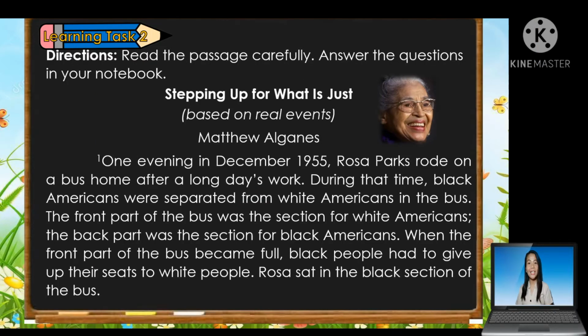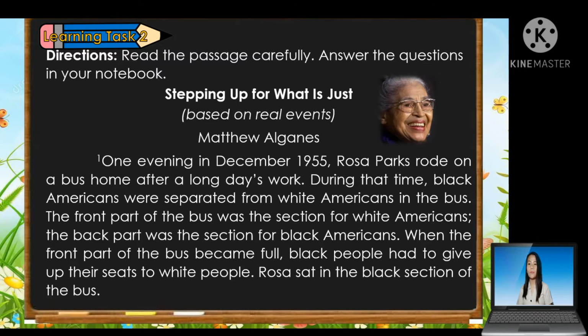I'm so glad that you have provided the correct answers for our learning task number one. So here is another activity, our learning task number two. And the directions state that, read the passage carefully, answer the questions in your notebook. It is entitled, Stepping Up for What is Just. The image that you can see is Rosa Parks. And in this passage, you will find out what is the story behind her.